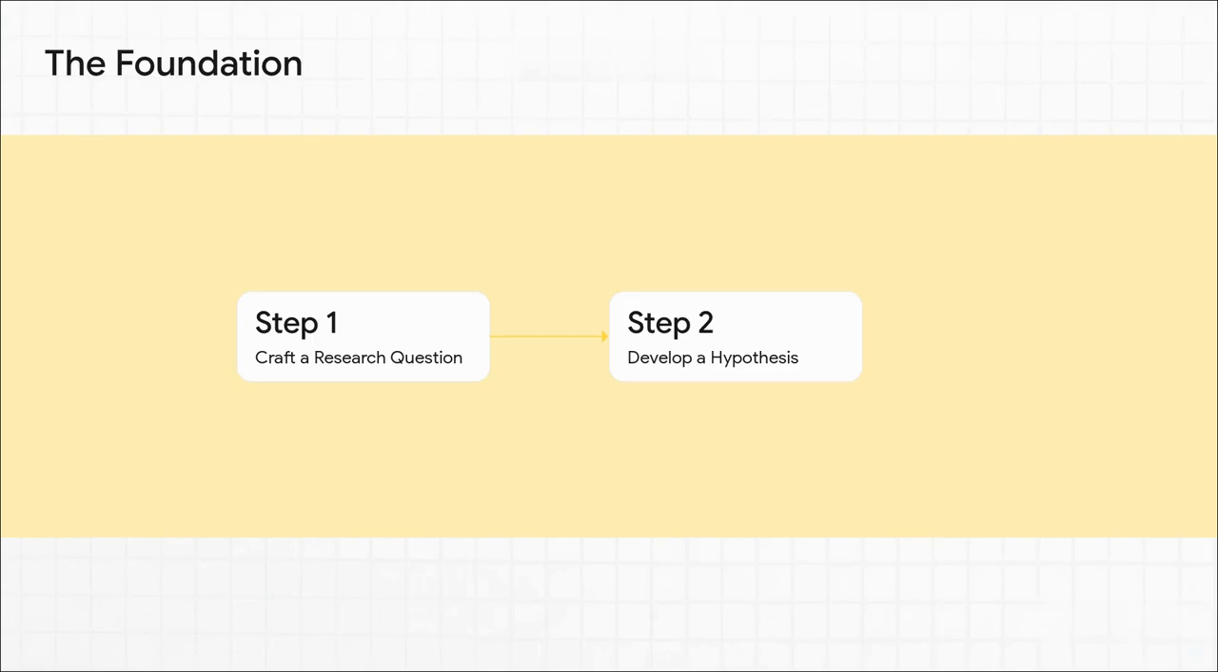So it's basically a two-step process to build this foundation. First, you've got to craft that perfect, focused research question. Then, you use that question as a launchpad to develop a really clear, testable hypothesis. Let's dig into what makes a research question really good.